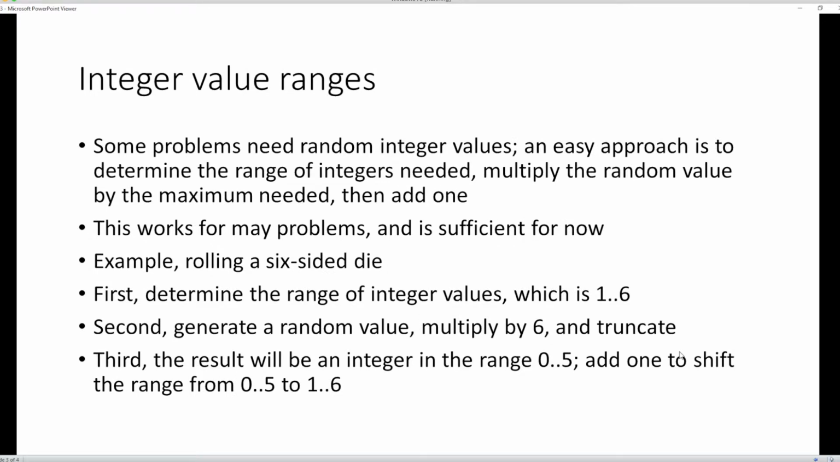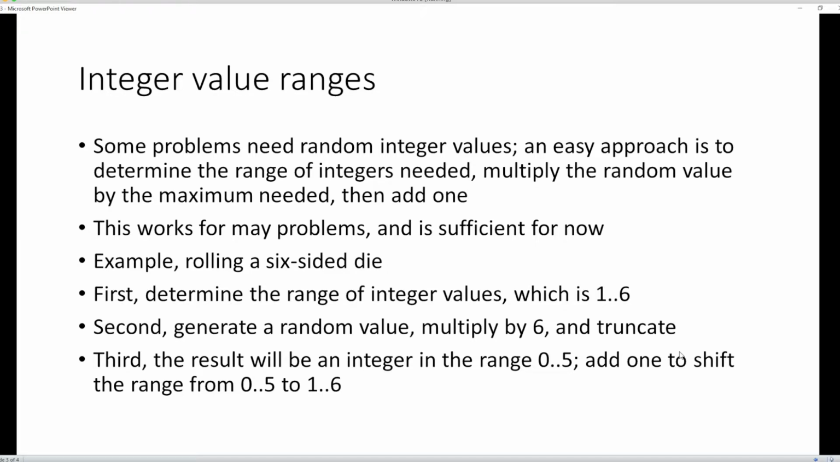Some problems need random integer values. The Math.random method does not produce integer values. An approach to this is to determine the range of integers needed and then multiply a random value by the maximum number needed, then add 1. There's a better formula that we'll discuss later, but for now, this works.